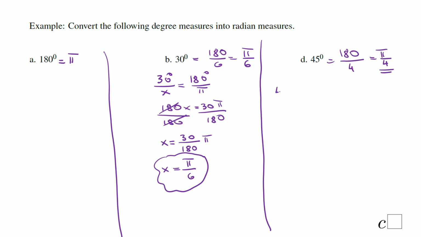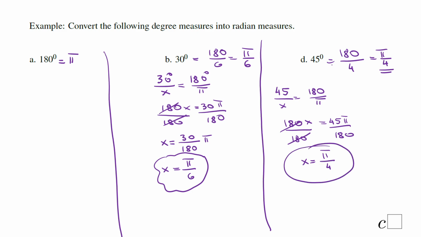I'm gonna show you one more time. 45 over x equals 180 over pi, so we have 180x equals 45 pi divided by 180. So x will be 45 over 180, which is 1 over 4. So you can see also the math, but again, if you can see the shortcut, why not? And that is about going from degrees to radians.